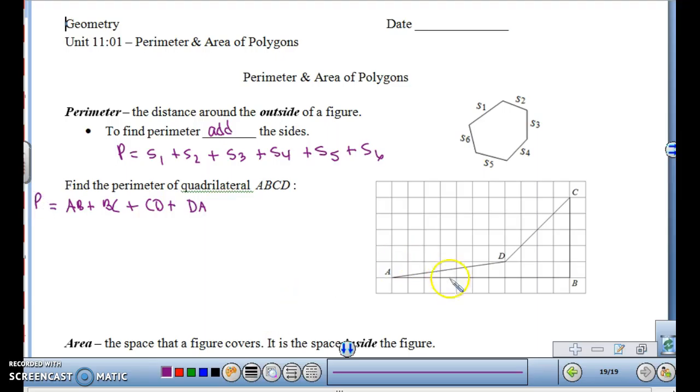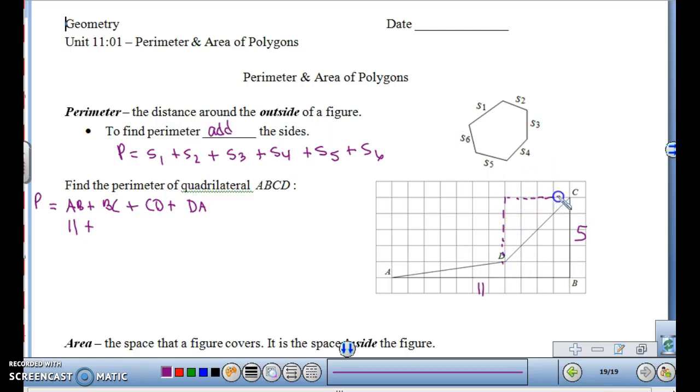So, if we have horizontal and vertical lines on a coordinate plane, they're easy because we can just count. 1, 2, 3, 4, 5, 6, 7, 8, 9, 10, 11 for AB. And BC is a nice vertical line, 1, 2, 3, 4, 5. Now the problem with AD and CD is they are slanted, but the nice thing is we can square them off and make nice right triangles.